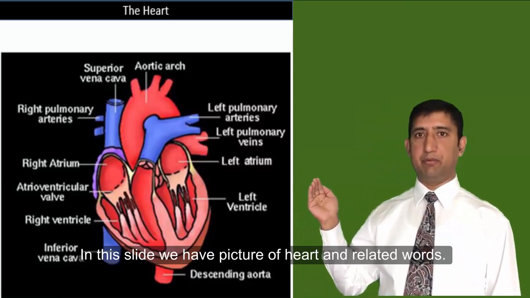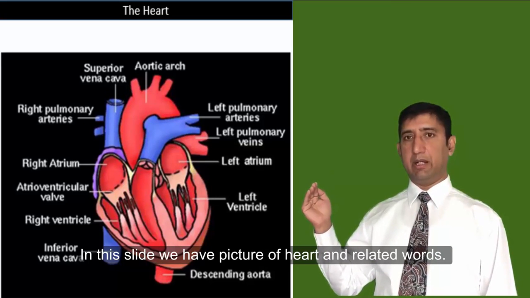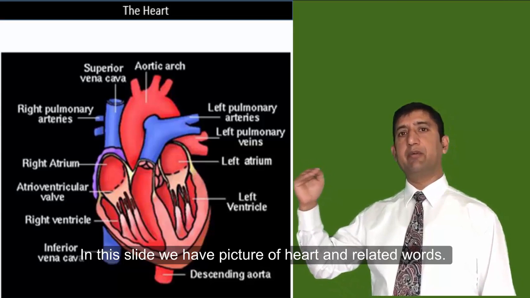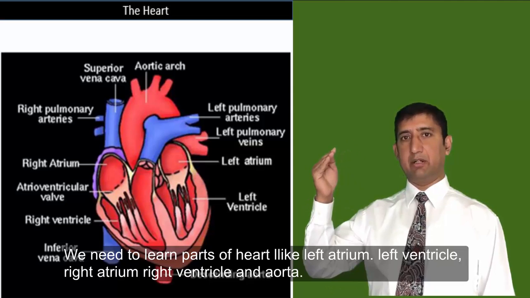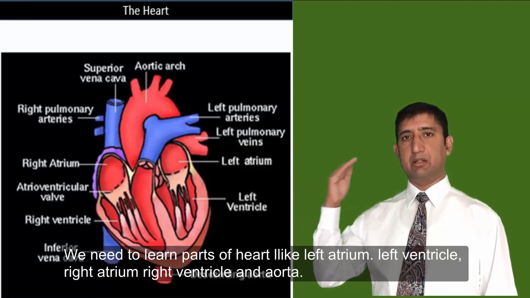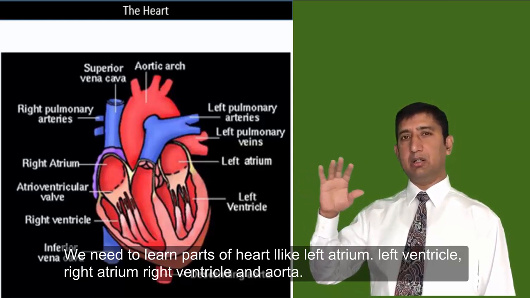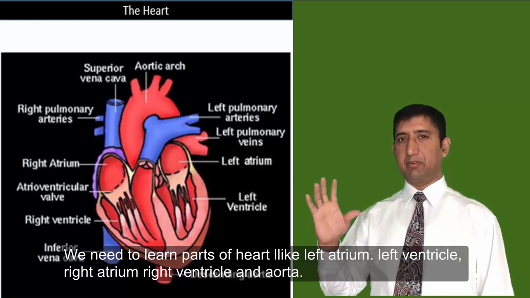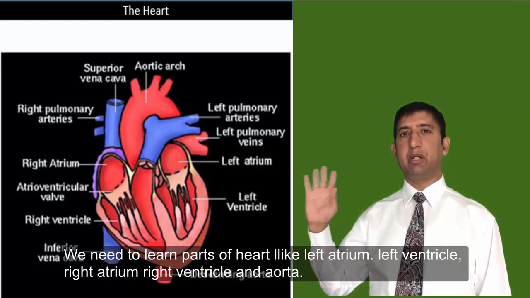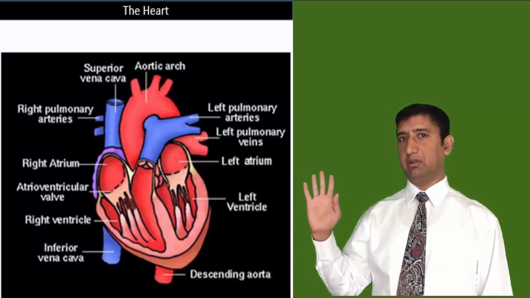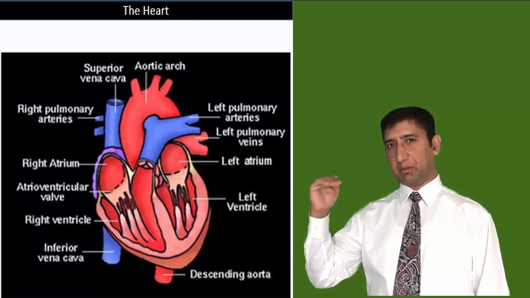So in this slide we have a heart picture. This is a diagram, and we want to learn different parts of the heart. We have left atrium, left ventricle, right atrium, right ventricle, aorta. All the information we need is in this picture. So this is a minimum cognitive load. Okay, so what principles are applied here?